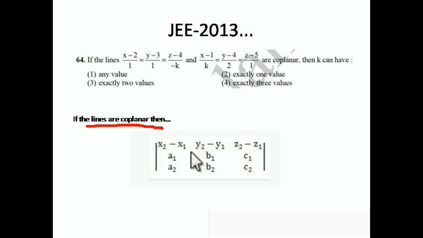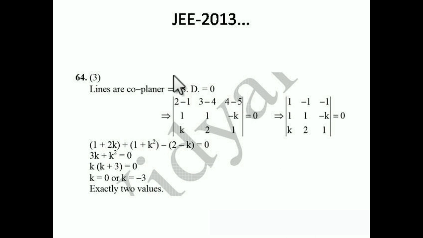Okay, then what is a1 b1 c1? a1 b1 c1 is 1, 1, minus k. Okay, 1 comma 1 comma minus k. a2 b2 c2 is k comma 2 comma 1. We all have these values, and now equate this to 0. Let's do it. So lines are coplanar, so the determinant is equal to 0.